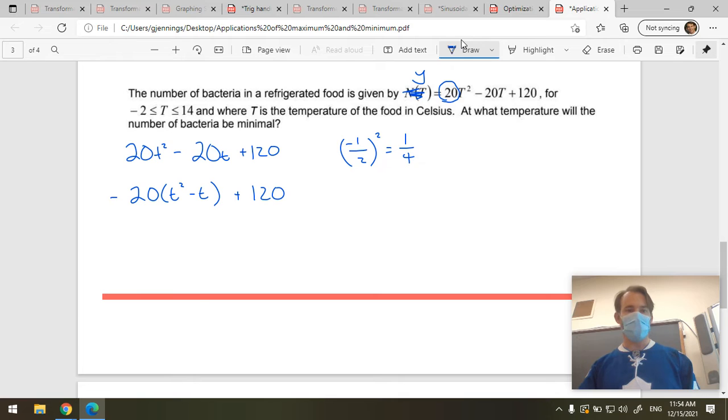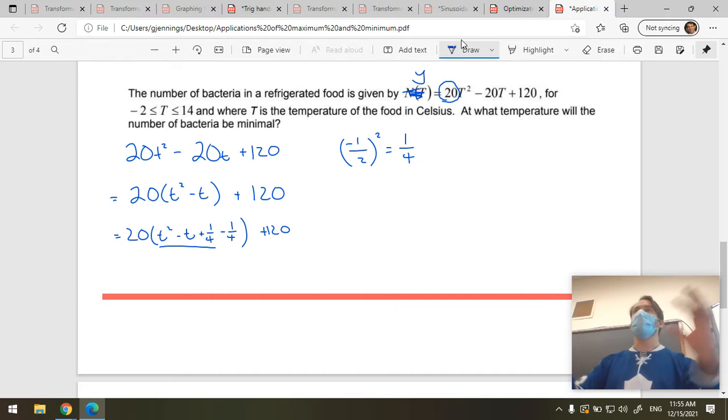So I'm going to rewrite this as 20 multiplied by t squared minus t plus 1/4 minus 1/4 end bracket plus 120. It's all the same. Now this here is a perfect square trinomial. So let's write that as a perfect square trinomial.